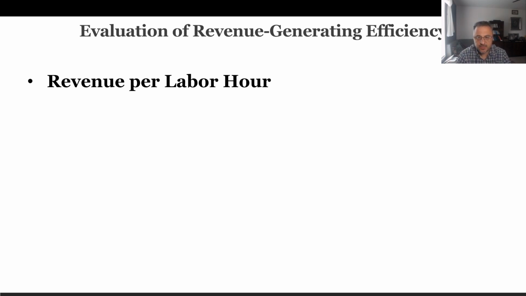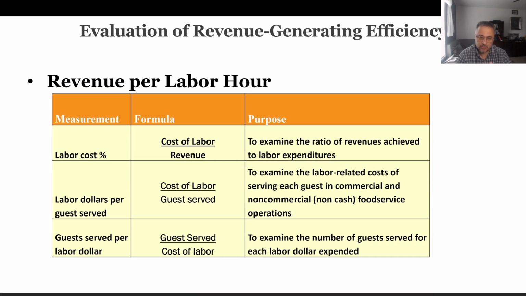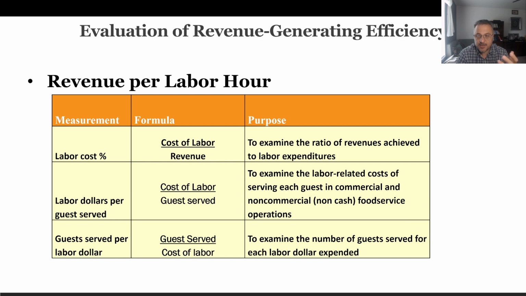There are many different ways to calculate labor efficiency. Similar to physical space efficiency, where we use revenue per square foot, we also need to see if we are efficient in one of the major costs in the restaurant industry, which, as you can guess, is labor cost.